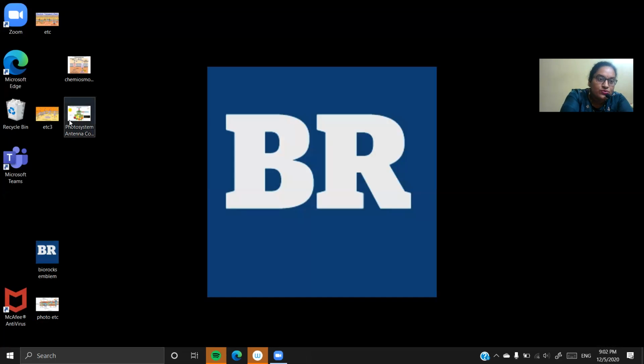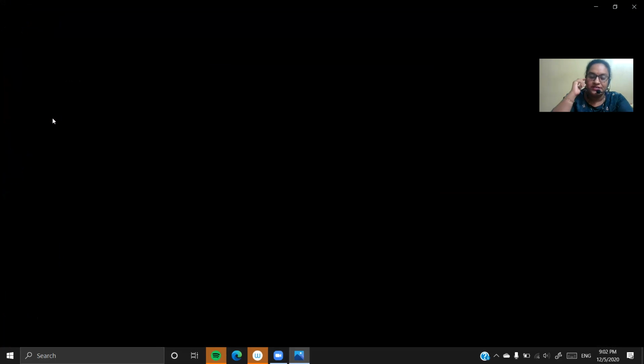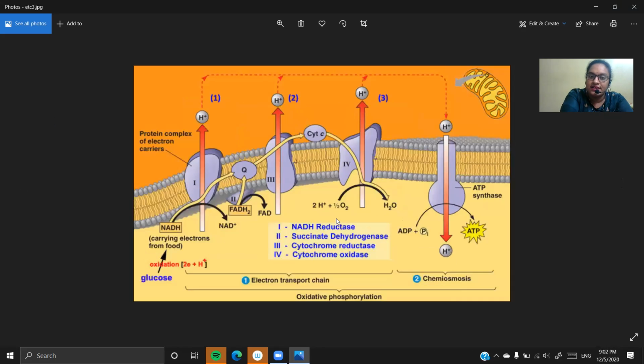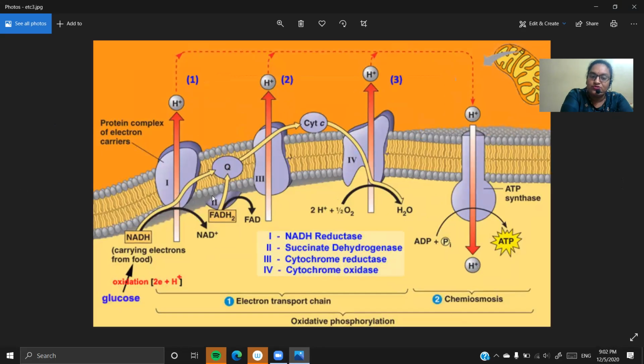Now let me show you the same thing, but let me give you the names of the enzymes or the complexes. Complex number 1 has an enzyme called NADH reductase, okay, and complex 2 has succinate dehydrogenase, which has higher affinity for FADH2, okay. Complex number 3 has an enzyme called cytochrome reductase, and complex 4 has the enzyme called cytochrome oxidase.